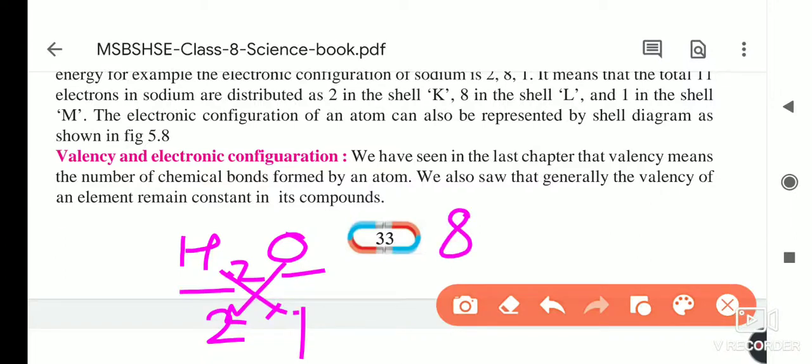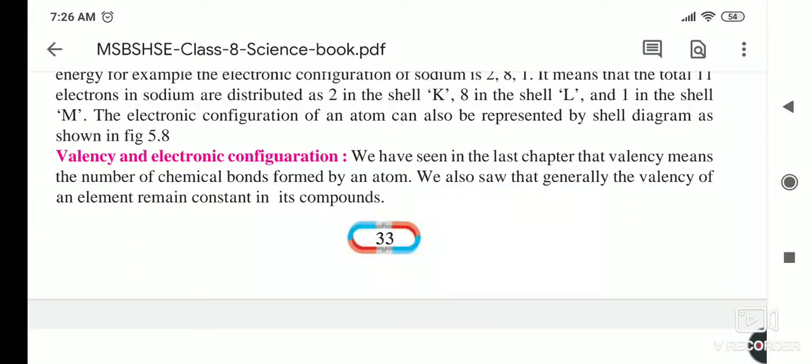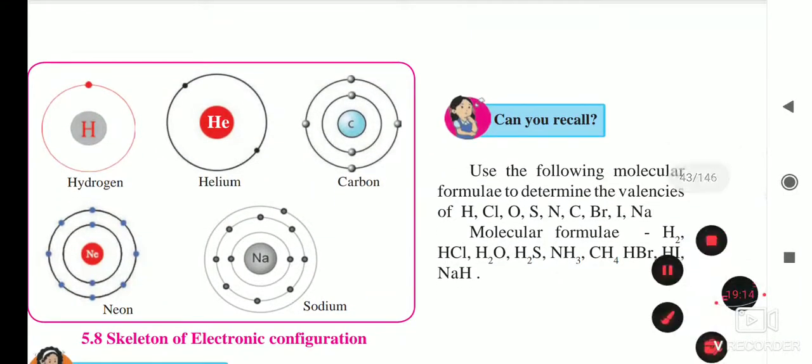Otherwise, what is its atomic number? 8. So the first orbit will get 2 electrons, and the second orbit will get 6. To complete his octet, how many electrons does he want? 2 electrons he wants, and that's why oxygen's valency is 2. In this way we are finding its valency. Now we also saw that generally the valency of an element remains constant in the compound. So here they gave you some questions.